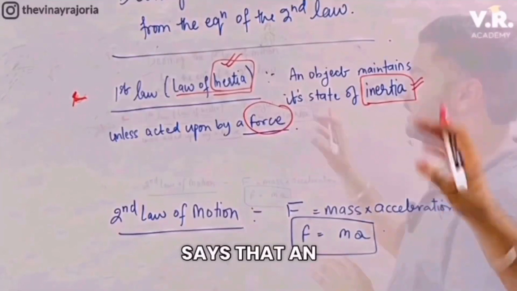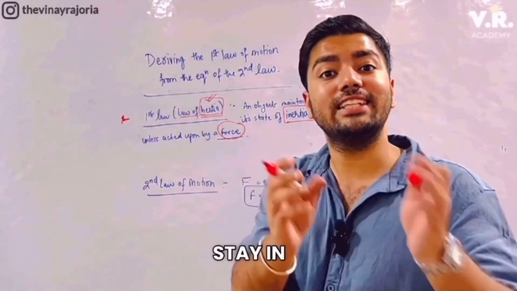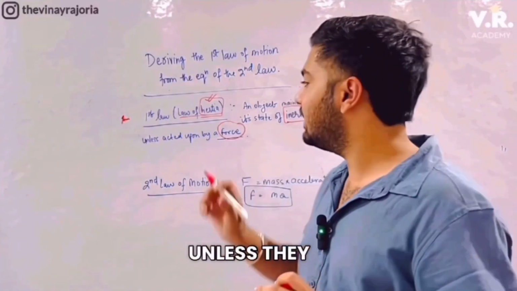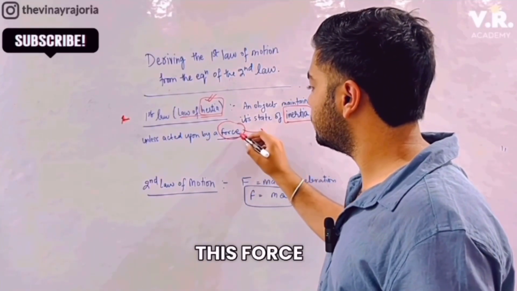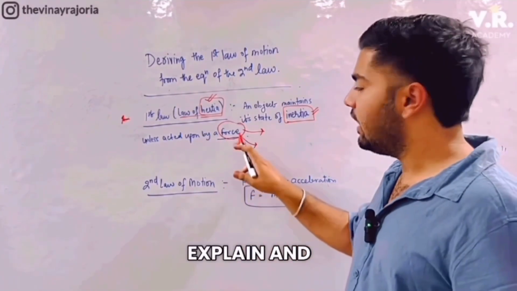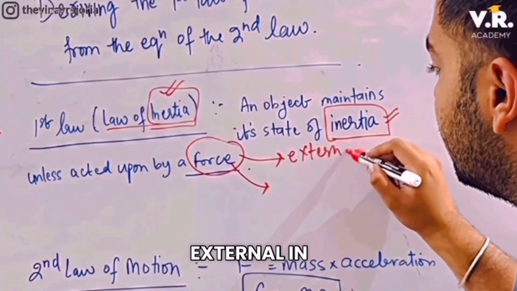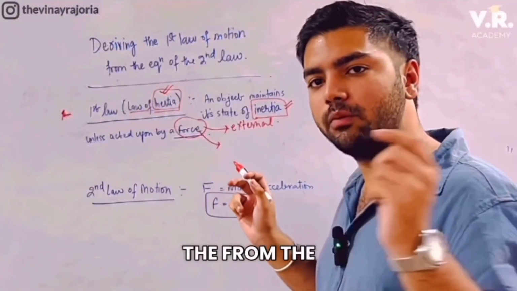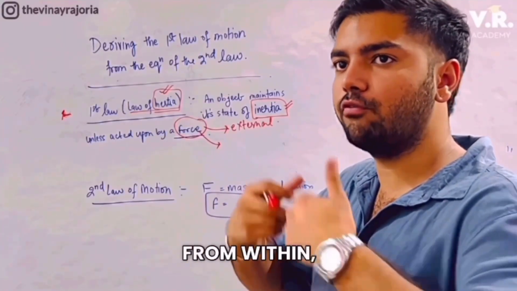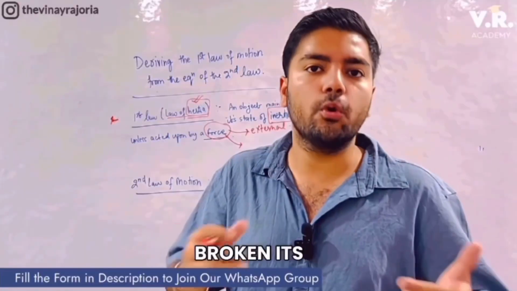So Newton says that an object in whatever state it is, if it is at rest, it'll stay at rest. If it is in motion, it'll stay in motion naturally, unless it is acted upon by a force. Now this force needs to have two qualities. I did not write it here because I wanted to explain it and also look important. The force should be external, in the sense that it should be acting from the outside on the object. It should not come from within, because if the force was coming from within, it would have broken its inertia.